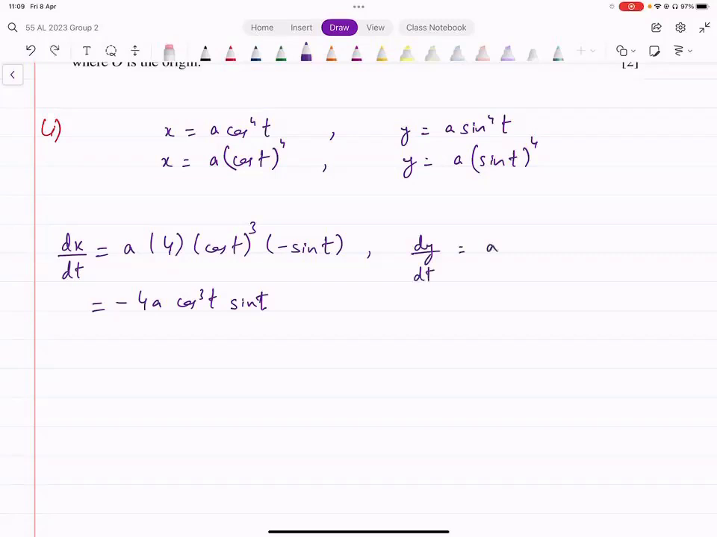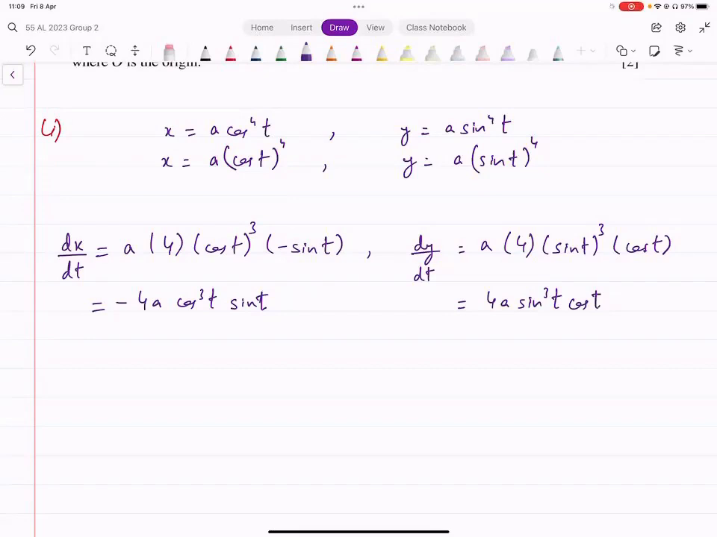Constant remains as it is. Power gets multiplied, 4 comes out, into sine t as it is. Subtract 1 from the power, multiplied by the derivative of what is inside the power. Sine t ka derivative is cos t. We multiply with that, and we get 4a sine cube t into cos t. That's dy over dt. So we have dx over dt and we have dy over dt.